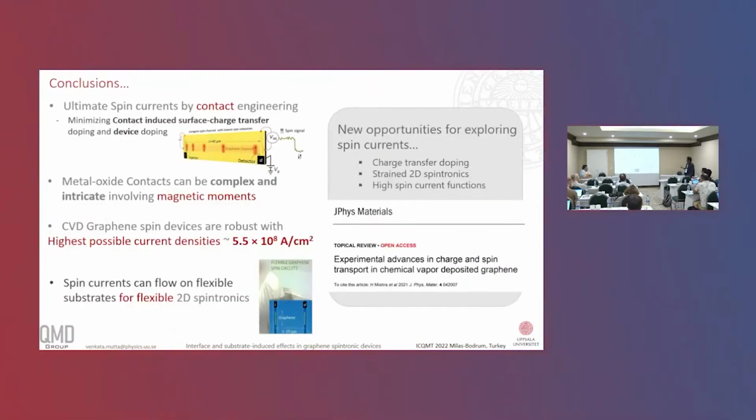So to conclude, it's important to understand how contacts and substrate can influence graphene in order to push it to practical circuits, to explore more advanced circuits. And to do that, we have been able to see that it's possible to achieve maximum spin currents by contact engineering, by minimizing the contact effect on graphene doping. We also see that the contacts are not very simple. They can be quite complex.